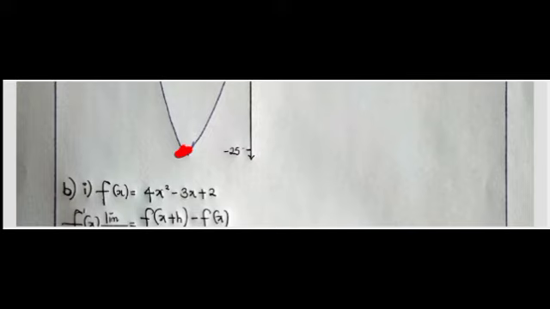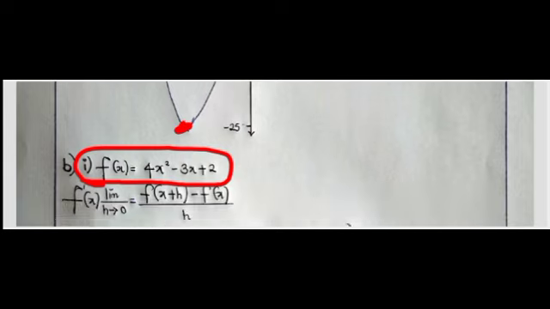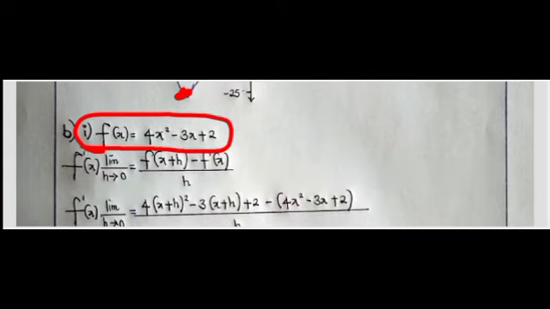Now we move on to the B part of the question, which says we differentiate f of x is equal to 4x squared minus 3x plus 2 from the first principle. So this is the function that we are supposed to differentiate using the first principle. Now when we are using the first principle, all we have to do is to use a formula.